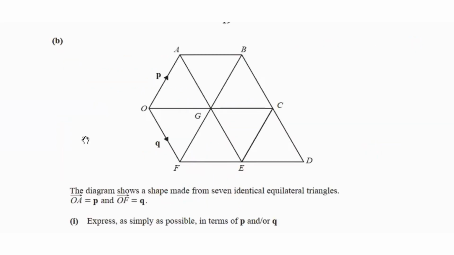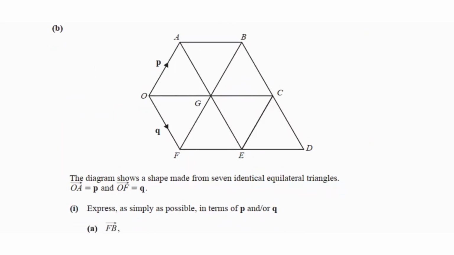The diagram shows a shape made from 7 identical equilateral triangles. OA is P and OF is Q. Express as simply as possible in terms of P and or Q what FB is. So FB is this.